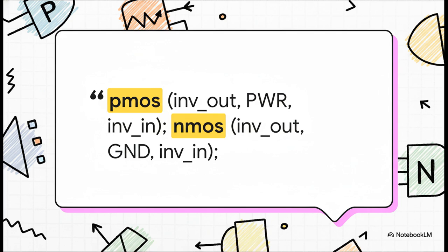So how does an engineer actually describe this in the real world? Well, this is what our inverter looks like in Verilog, which is a hardware description language. And you can see how direct it is, right? We literally declare a PMOS switch and an NMOS switch, and we connect them to power, ground, the input, and the output, exactly like the circuit we just walked through. It's a one-to-one translation.